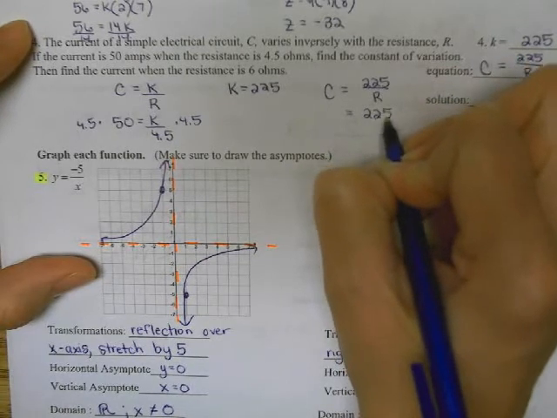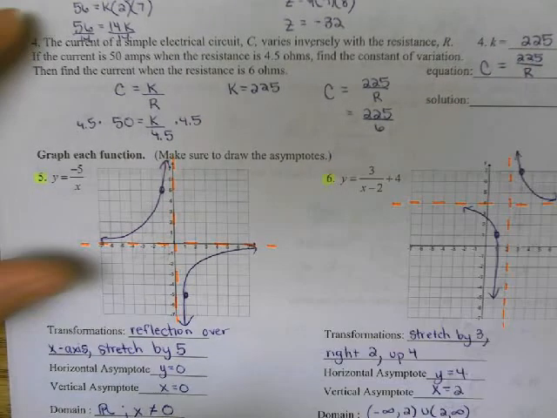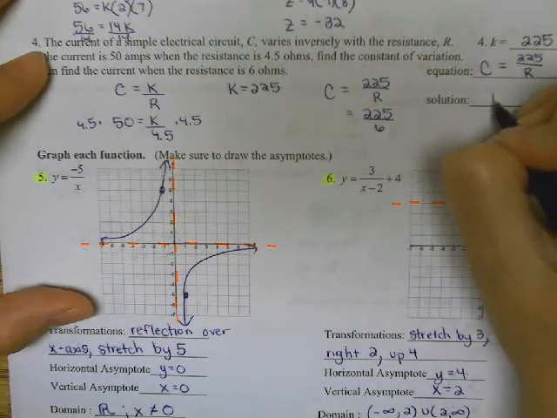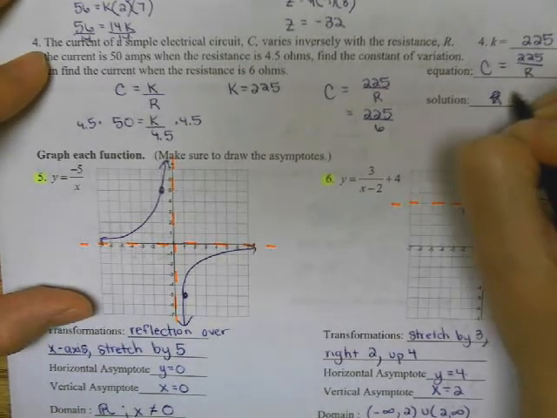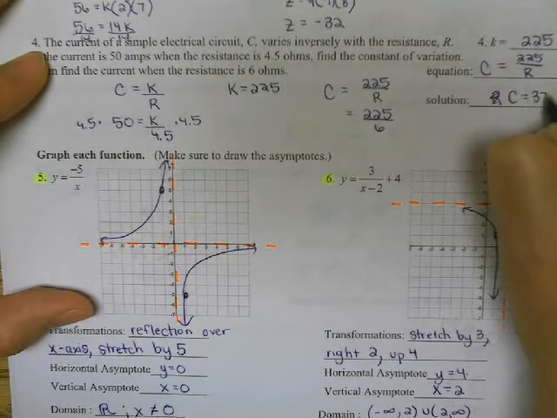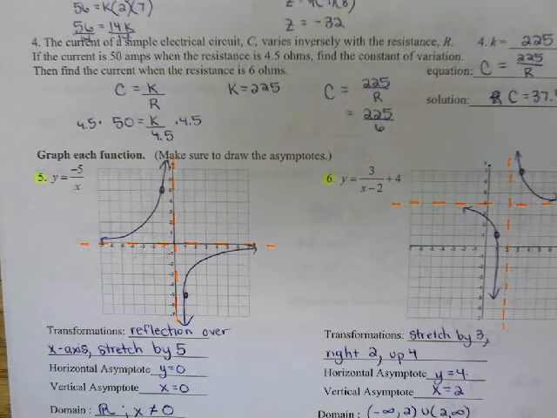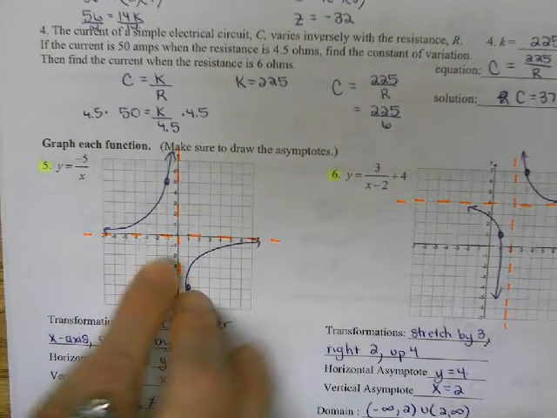But what if we say that the resistance is 6? What would the current be? So 225 divided by 6. So, current ends up being 37.5. Okay. All right, let's go ahead and turn the page and we'll look at 7 and 8.